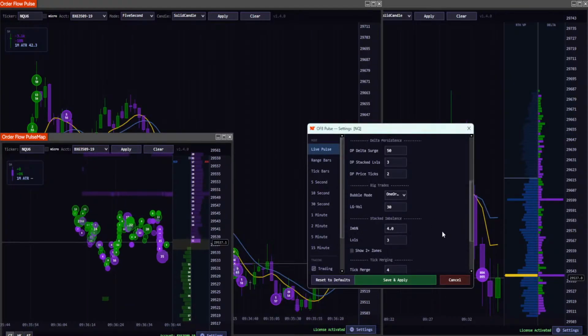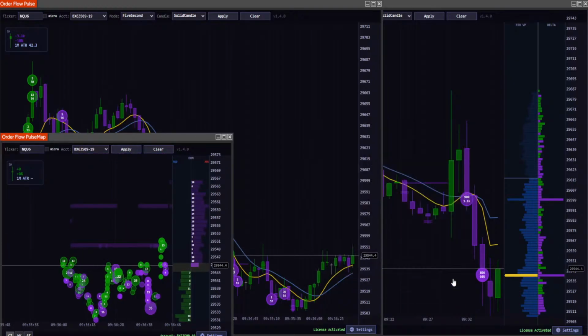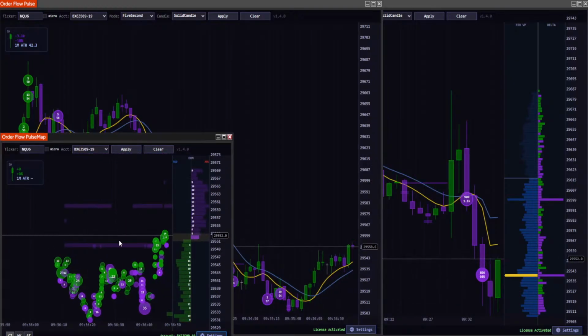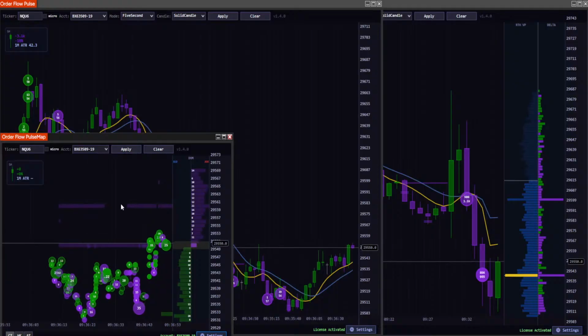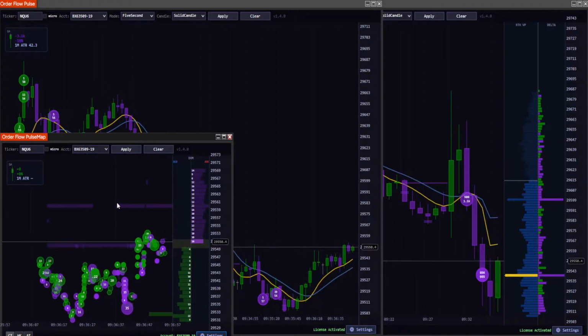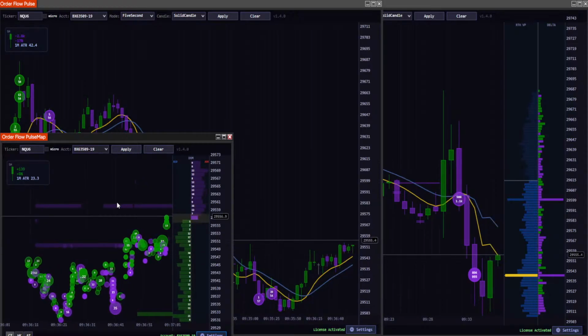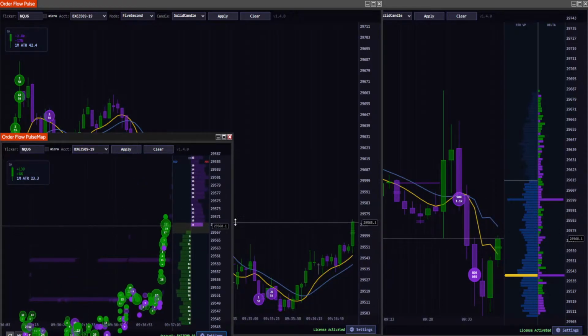The heat map settings I have set to minimum volume of 10, resting orders of 10. Okay. So these liquidity lines you see here have to be a minimum resting order of 10. So that was a quick buck 60 this morning.